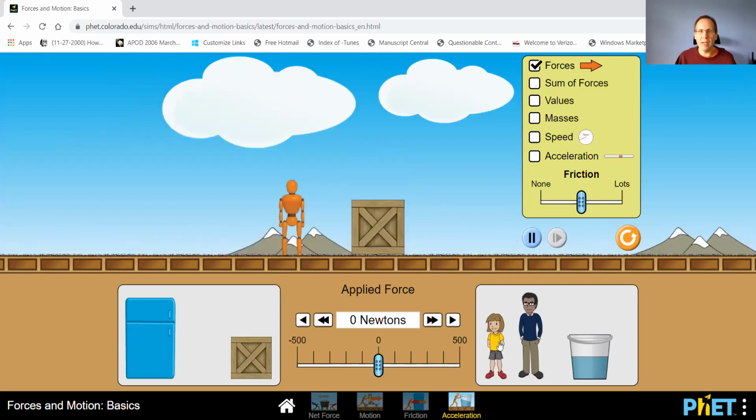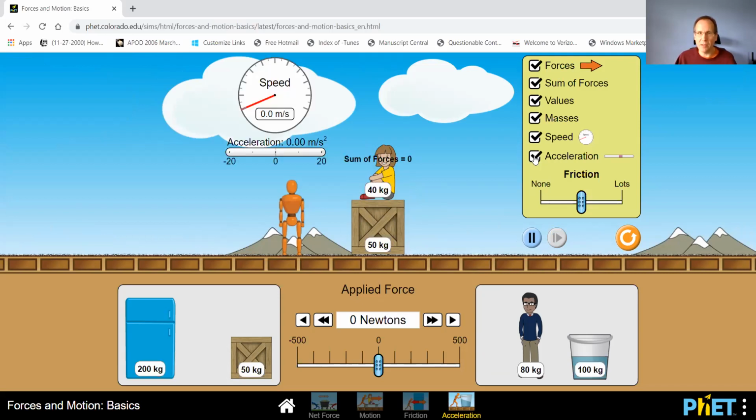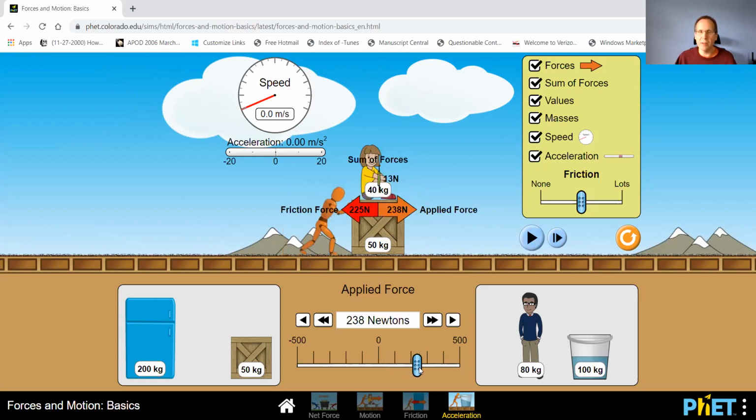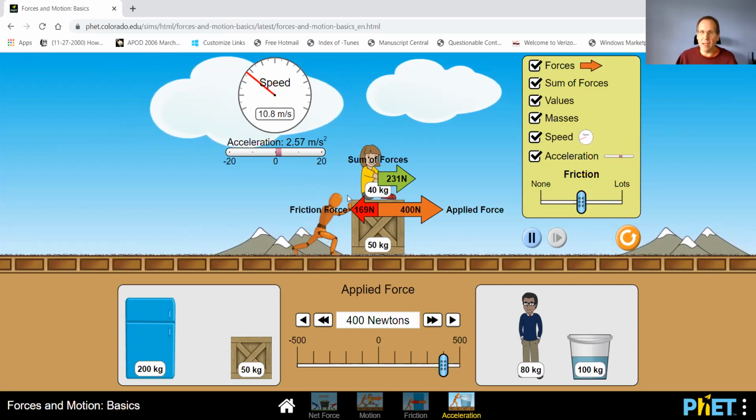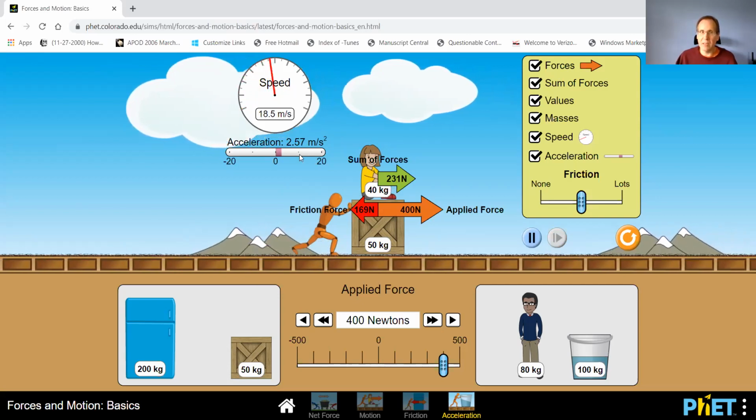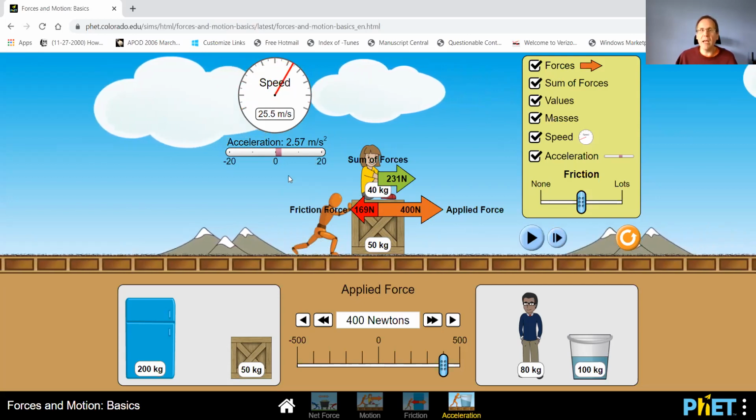All right, then you're going to do the whole thing again, but now you're also going to click on acceleration. Actually, let me stop this. You're going to use 300, but I'm going to use 400 again, just as an example. Okay, so I'll start it. And as the speed is increasing, there's a net force. It's constant net force, so there's going to be a constant acceleration. So in this case, the acceleration was like 2.57 meters per second squared.